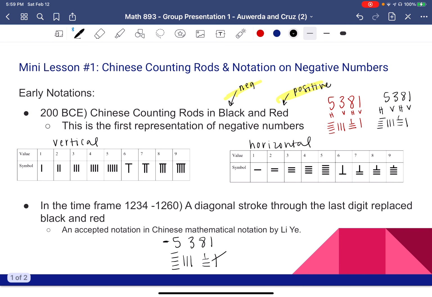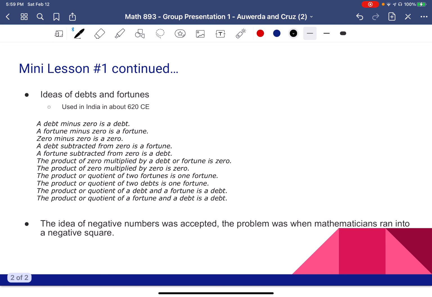Later on in the homework, you will be asked to represent negative and positive numbers using Chinese counting rods. And we will be asking for a translation of the debts and fortunes statements that we have here.